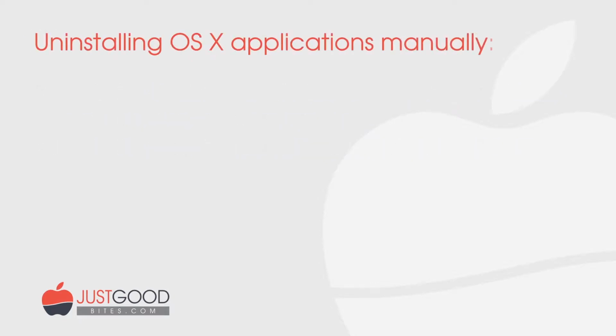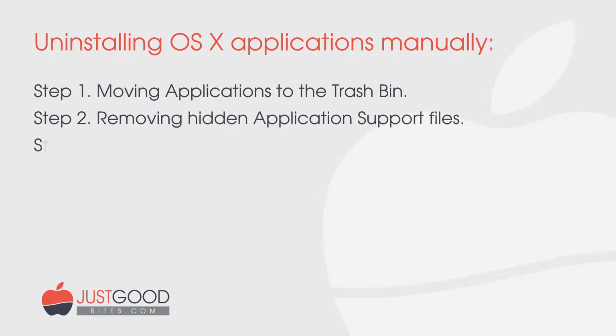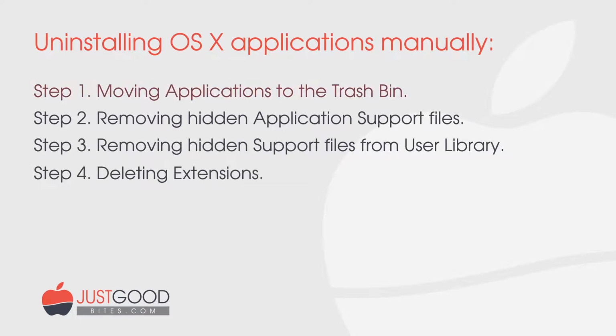Uninstalling applications manually can be done in 4 steps, which include removal of applications to the trash bin and finding their obsolete files and extensions. I will explain all 4 steps in detail, so let's start from the first step. This step includes removal of unwanted or unneeded apps from your applications folder to the trash bin, which then needs to be securely emptied.